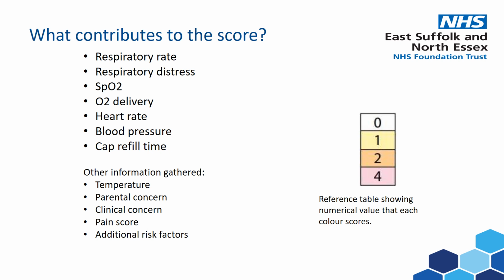The PEWS works with a scoring system, and on the right-hand side of this screen, you will see a reference table showing the numerical value that each colour scores. White is a 0, yellow is a 1, orange is a 2, and pink is a 4.